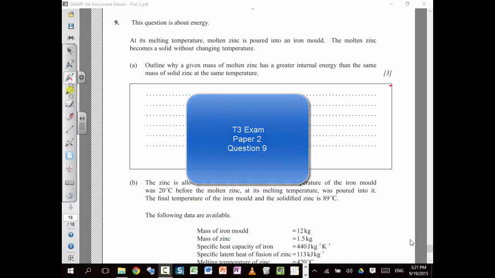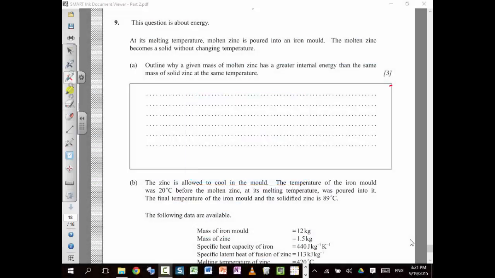Question number 9. At its melting temperature, molten zinc is poured into an iron mold. The molten zinc becomes a solid without changing temperature. Outline why a given mass of molten zinc has a greater internal energy than the same mass of solid zinc at the same temperature. Okay, so the key here is to know the definition of internal energy and how it relates to temperature and melting.